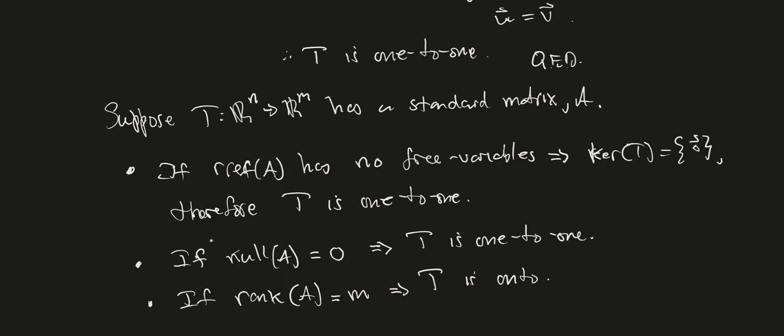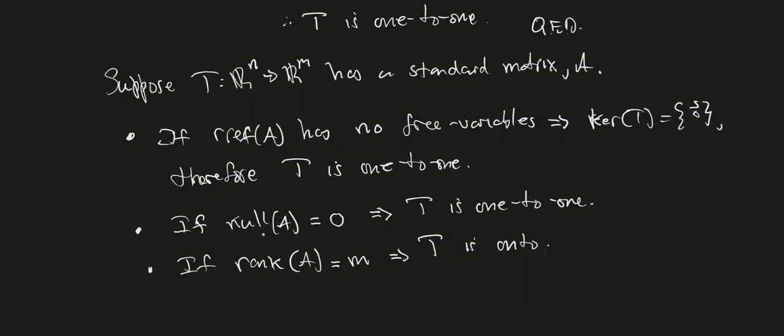So again, it is very remarkable that these two concepts, number of free variables and number of pivots, can help us to answer these two questions pretty much in one swoop, right? The RREF of this standard matrix tells us everything that we need to know. We just have to know what to look for, all right?